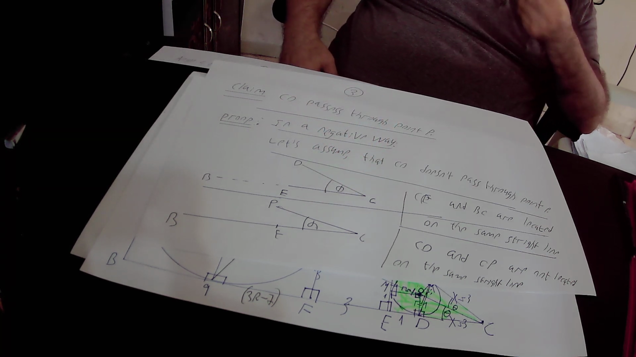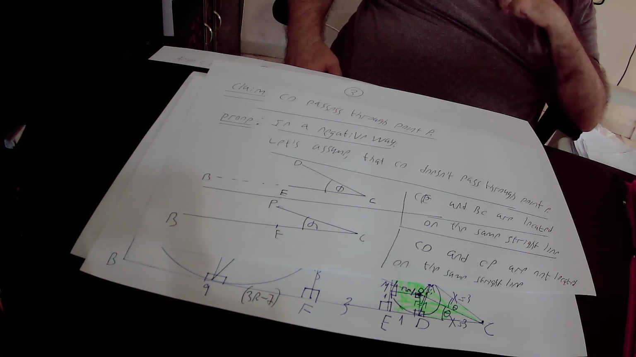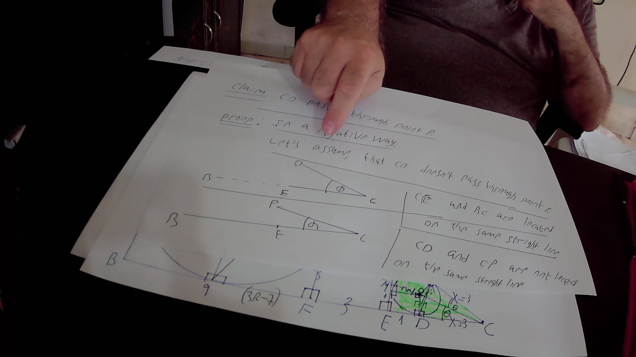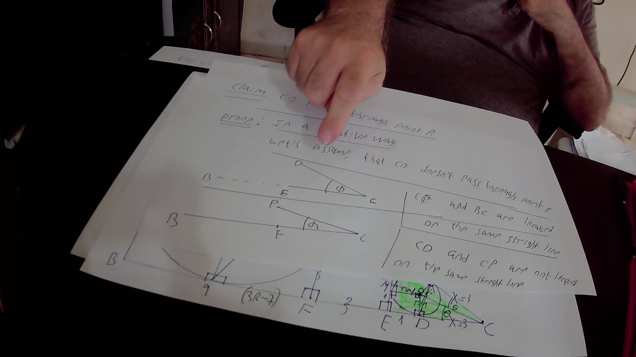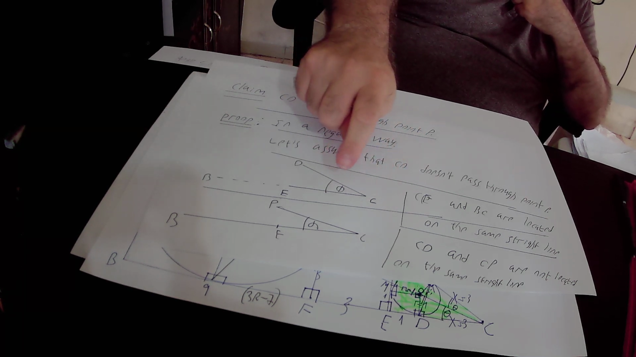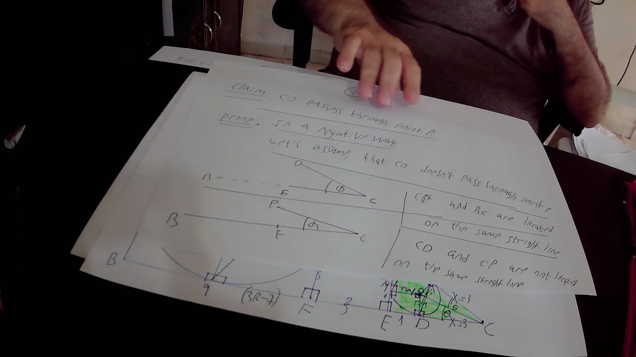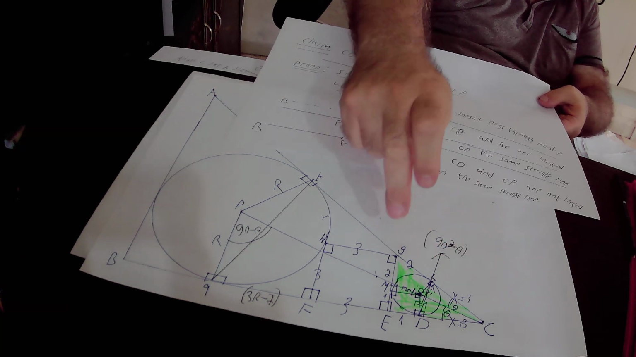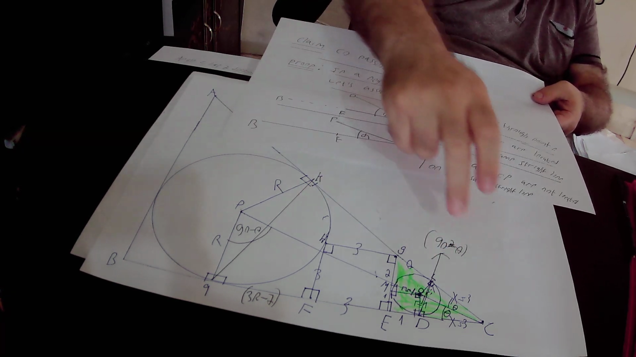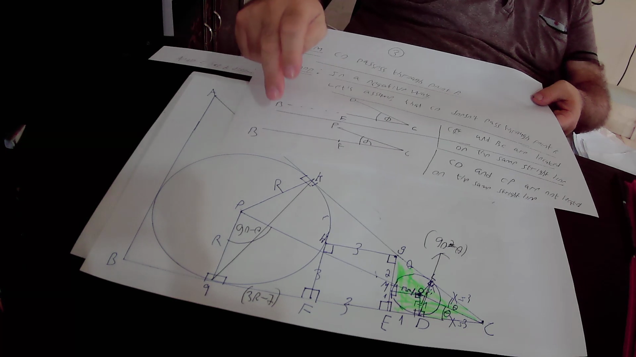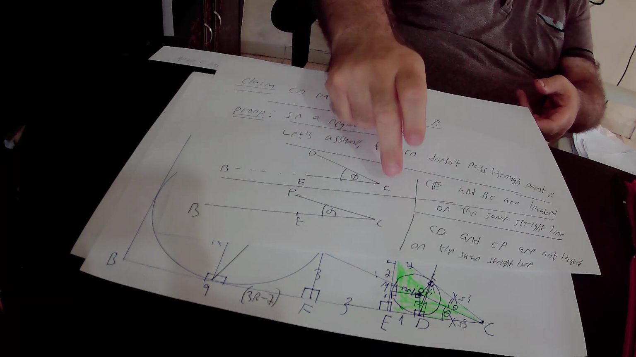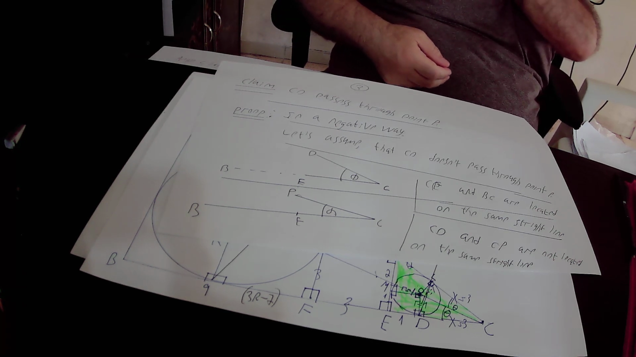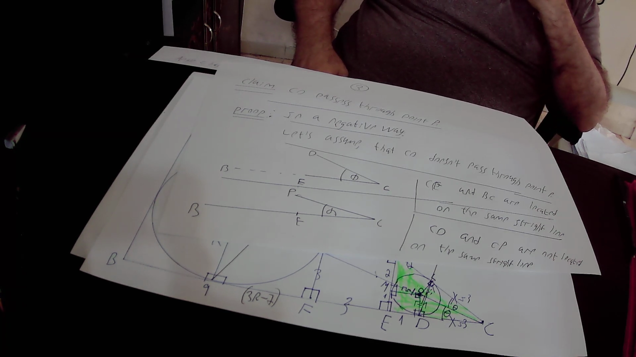And what about the second leg of those two angles? Here we have leg CO, and the second leg here is leg CP. According to our assumption, CO doesn't pass through point P. If CO doesn't pass through point P, it means that CO and CP are not located on the same straight line. Okay?